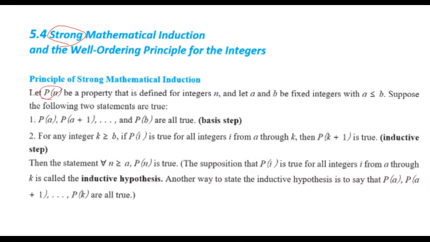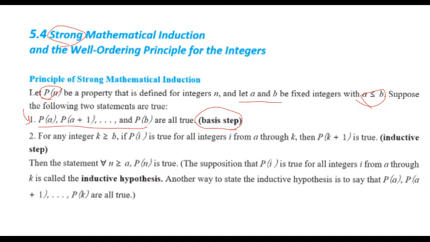Let P of n be a property that is defined for integers n, okay? And let a and b be fixed integers such that a is less than or equal to b. Now suppose that we have the following two statements true. The first one, which is called the basis step, is very similar to what we had for mathematical induction itself, and it basically says P of a plus 1, all the way to P of b are all true.